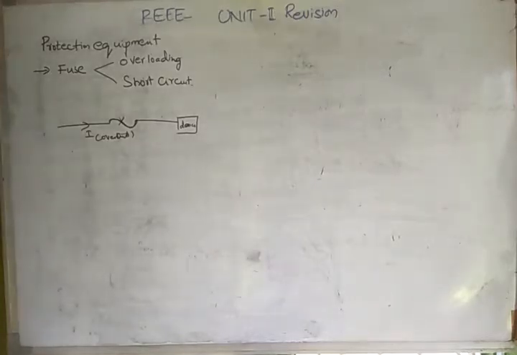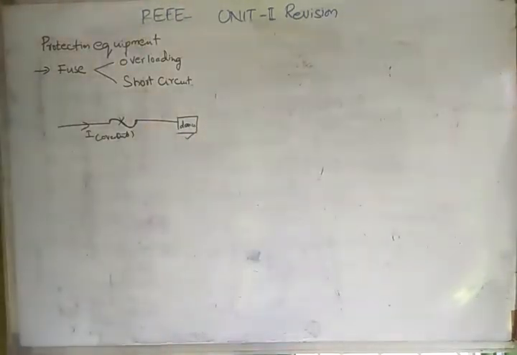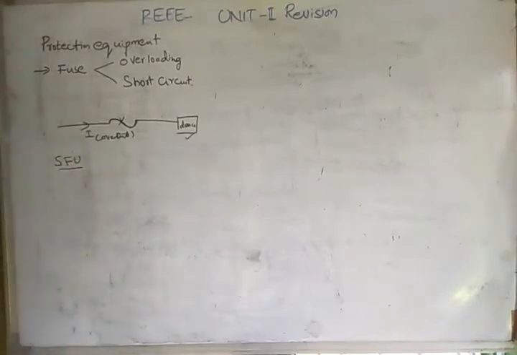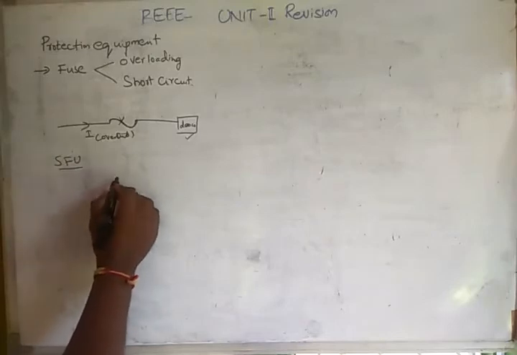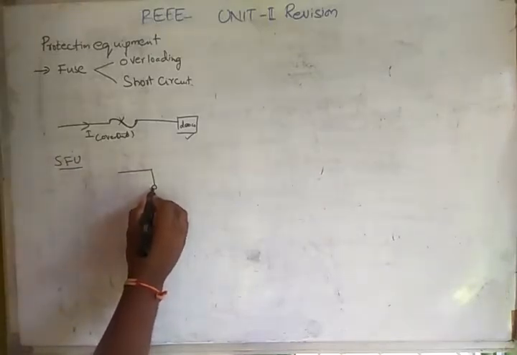The main advantage is that during overload and fault conditions or short circuits, it will protect the devices from the overcurrents. Along with the fuse, we can have a switch, which is called a switch fuse unit. A fuse with a switch is called a switch fuse unit.